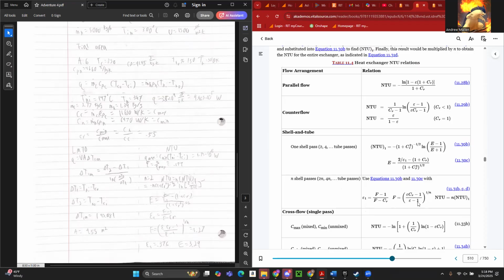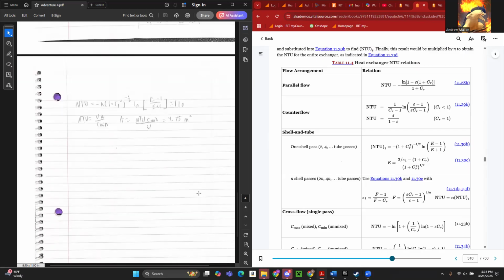So moving backwards from F, we find that F is equal to 1.27. We can then find the efficiency 1 value, which is equal to 0.376. We can then find E now, which is equal to 3.29. And then once we have the E, we can plug that into the NTU equation, which will result in an NTU equal to 1.10.